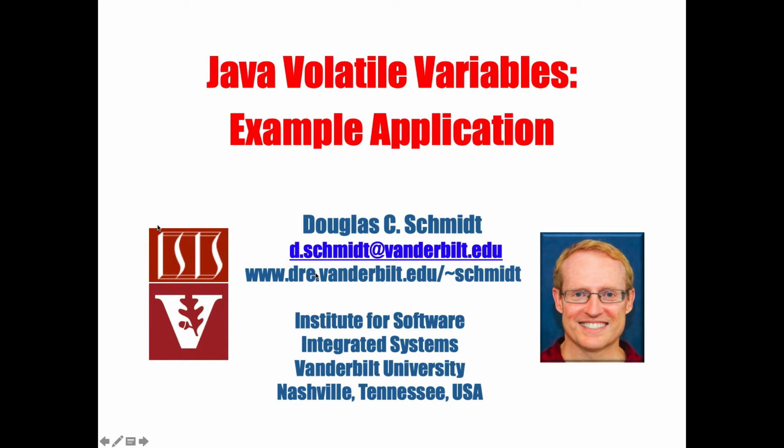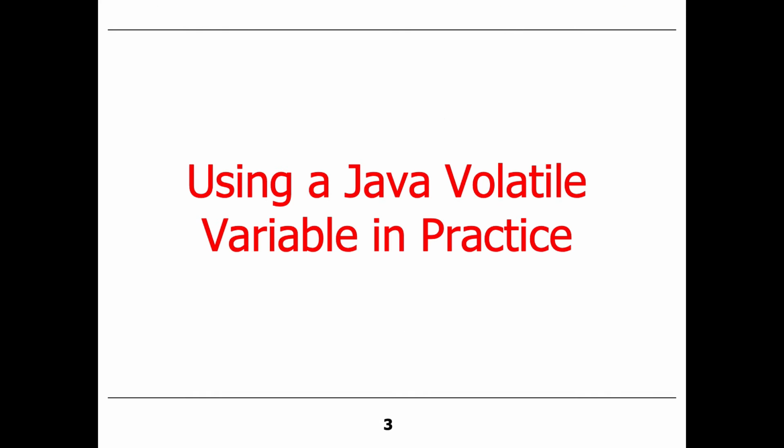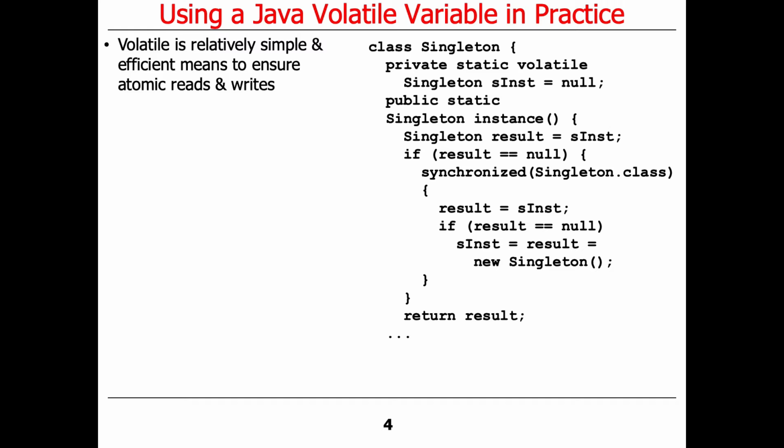So now that we've talked about what volatile is conceptually, let's take a look at an example to illustrate how it can be used. And this is actually a pretty cool example. As we talked about before, volatile is a relatively simple and efficient way to ensure that reads and writes of fields occur atomically, with all the good side effects: visibility is handled, ordering is handled, consistency is handled, and so on and so forth.